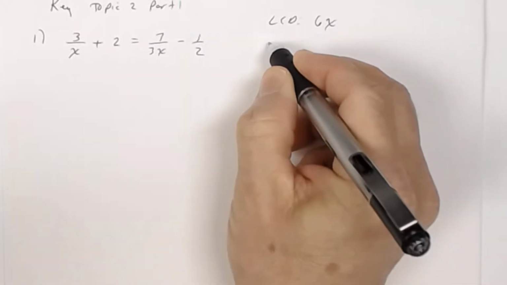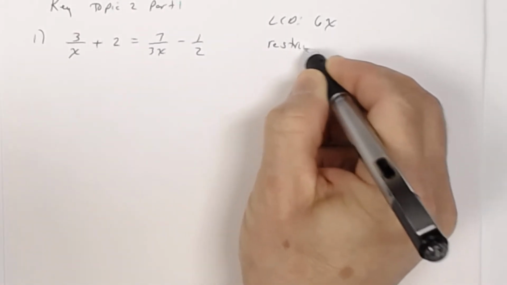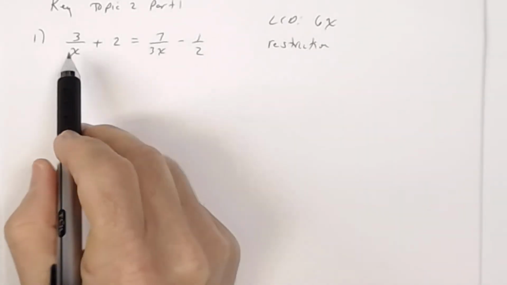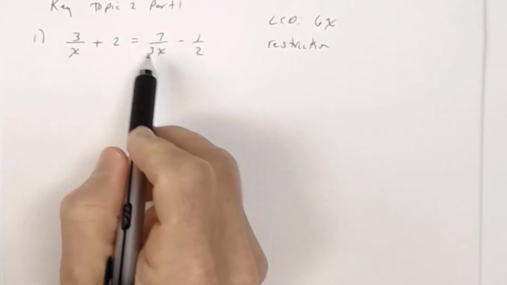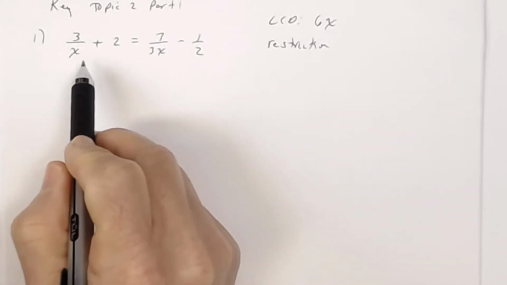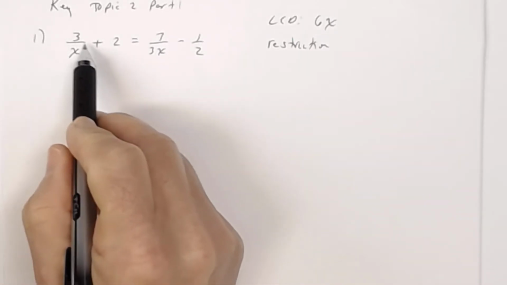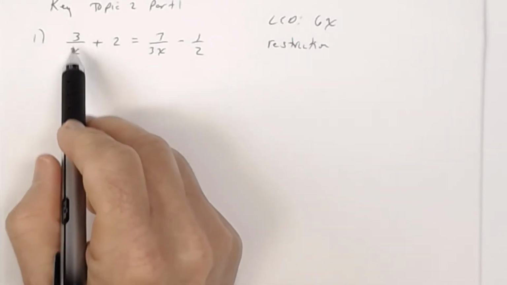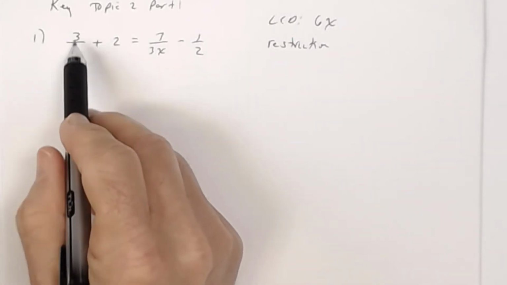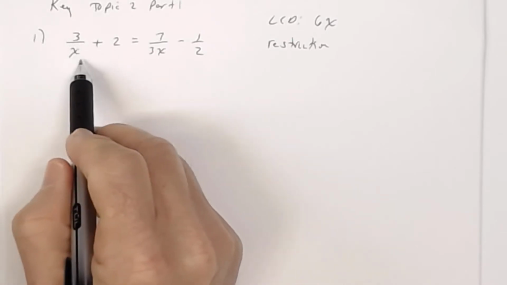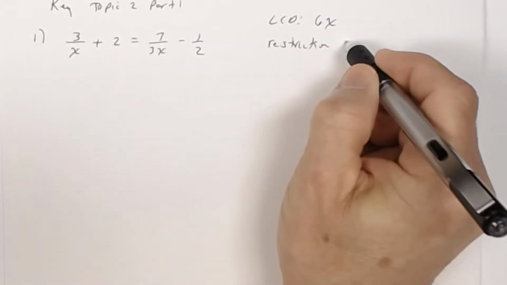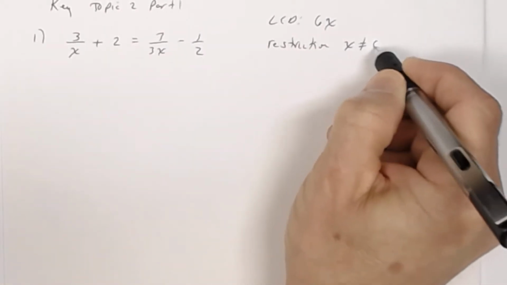The other thing you had to do was find the restriction. Basically, to find the restriction, you can do one of two things. You can go to each denominator and determine what makes that denominator 0. Remember a rational expression is undefined when the denominator is 0. So if you look at this denominator, the question is, when is x equal to 0? Well, x is equal to 0 when x is 0. So that's your restriction. x cannot equal 0.